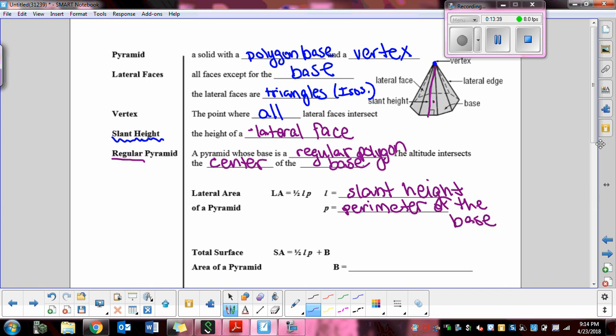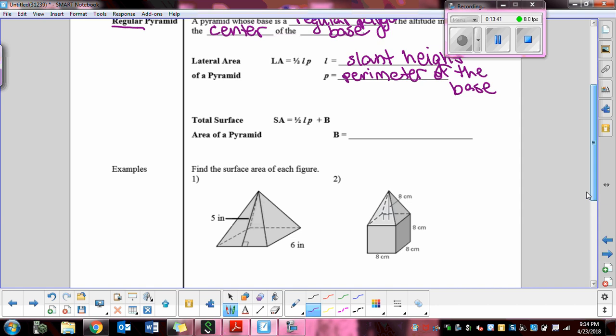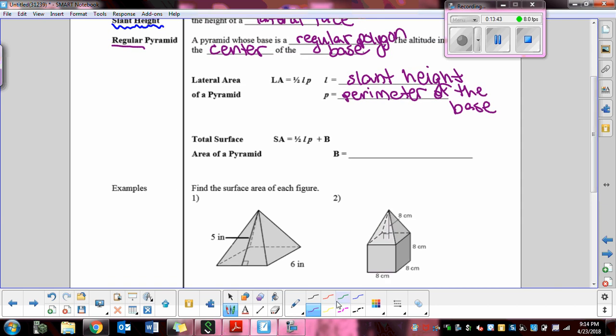Okay. So the total surface area of the pyramid, and they give you both on the SL worksheet, is 1/2 L, the slant height, times the perimeter, which is the lateral surface area, plus the area of the base. Remember, capital B is not base, that is the area of the base. Okay.